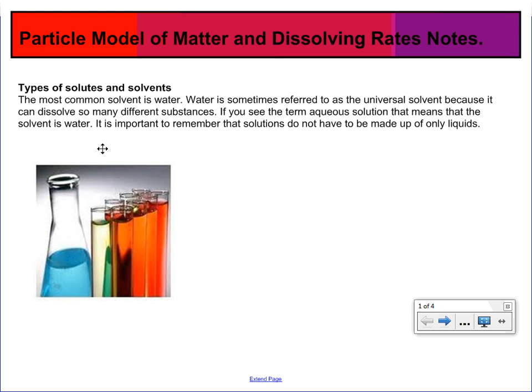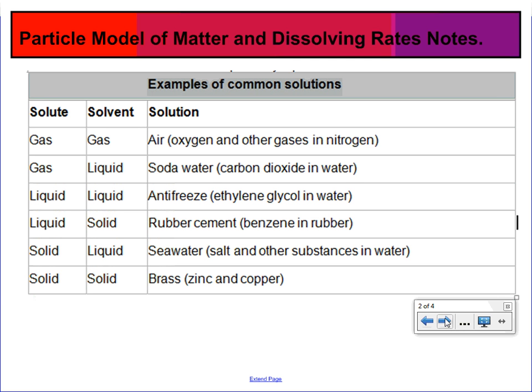It is important to remember that solutions do not have to be made up of only liquids. For example, we can have a gas solute in a gas solvent, like oxygen and other gases in the air, like nitrogen. It could also be a gas in a liquid, for example soda water, where we have carbon dioxide in the water. You could have a liquid in a liquid, like antifreeze, which is ethylene glycol in water.